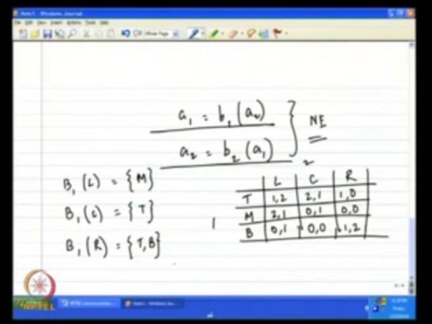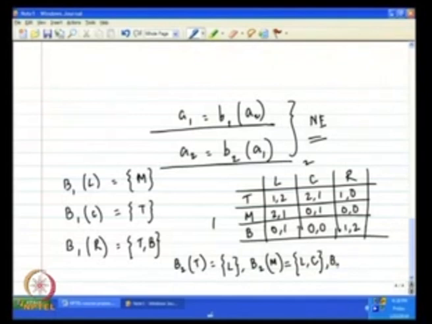All right. So these are the best responses of player 1. What about player 2? If player 1 takes the action T, his best response is L. If player 1 takes the action M, he has two best responses, L and C. And if player 1 takes the action B, there is a single element R at which he is getting the maximum payoff 2, which is R. So, this is how best response functions can be used in this exercise.